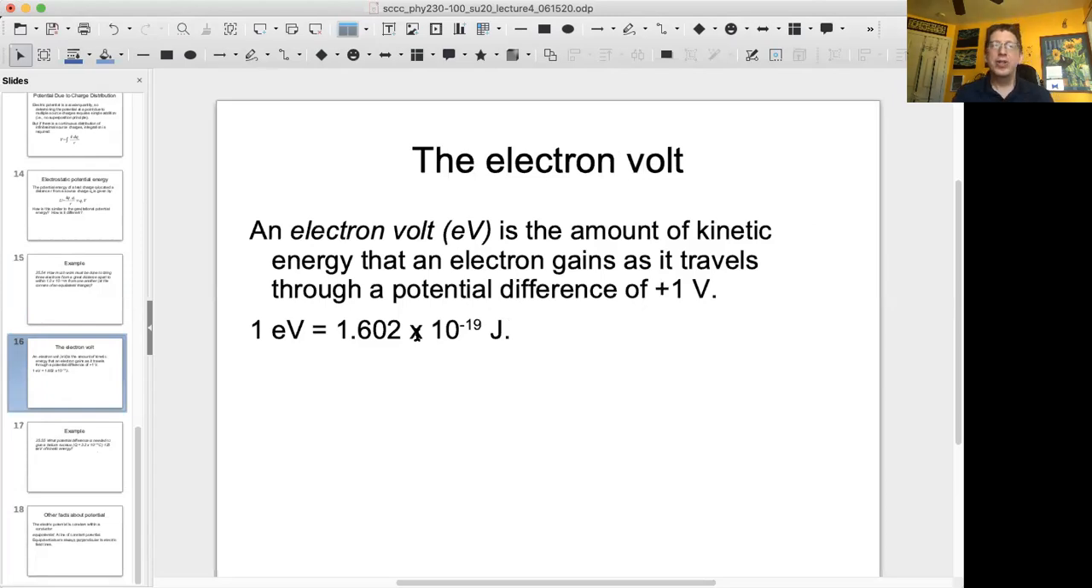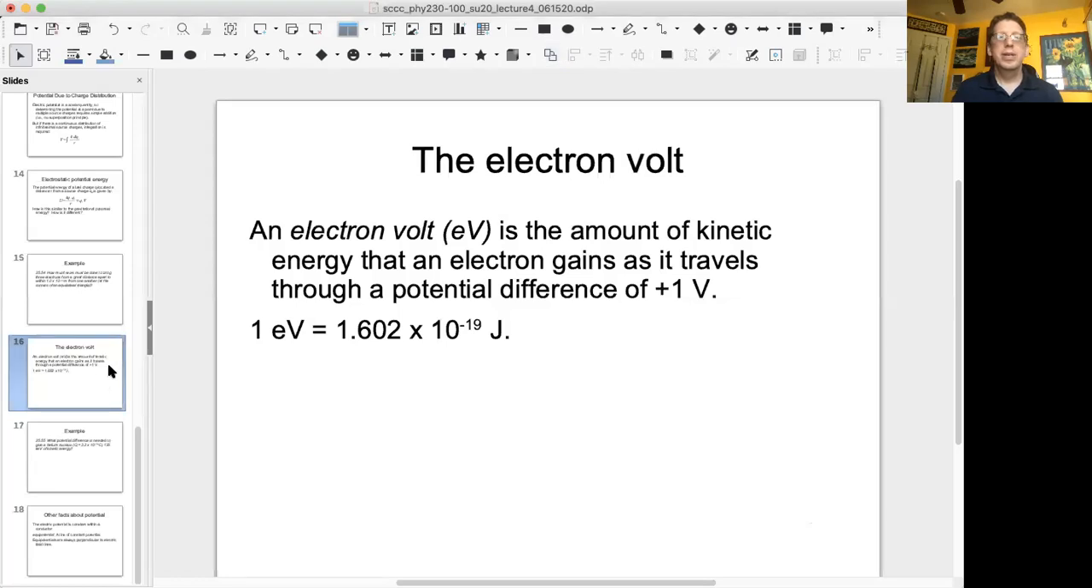So the electron volt is the amount of kinetic energy that an electron gains as it travels through a potential difference of 1 volt. If you're gaining a certain amount of kinetic energy, you're losing the same amount of potential energy. So that's equal to Q times the potential difference, which is 1.602 times 10 to the negative 19 joules. So that's the amount of kinetic energy you gain, and that's the amount of potential energy you lose.